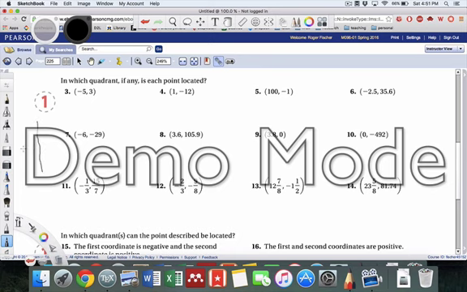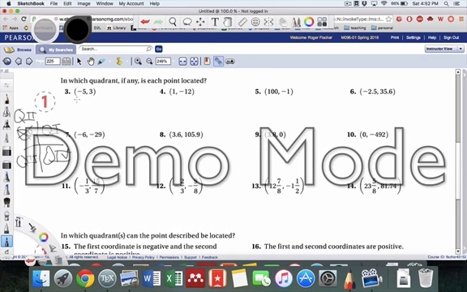Here's the coordinate plane. This is quadrant 1. This is quadrant 2. These are usually in Roman numerals. Quadrant 3 and quadrant 4. See, aren't you glad that you learned Roman numerals?